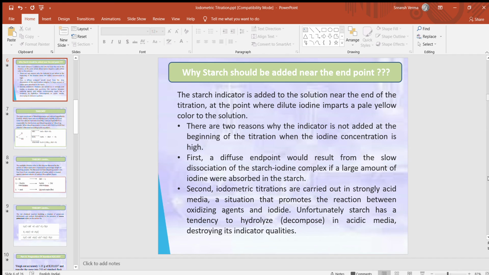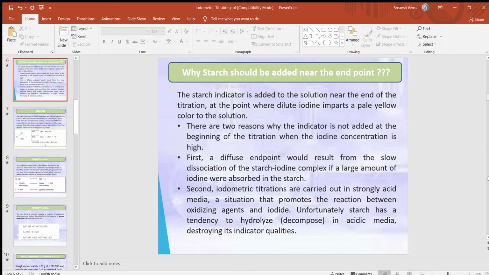Now what will happen when you reduce the concentration of iodine? By that time, the acidic medium is also reduced. The concentration of acid is also reduced, because the reactions which are carried out over there are in an acidic medium only. So when you add the starch at that moment, it is not at all going to be harmed, and it will easily perform its duty as an indicator.